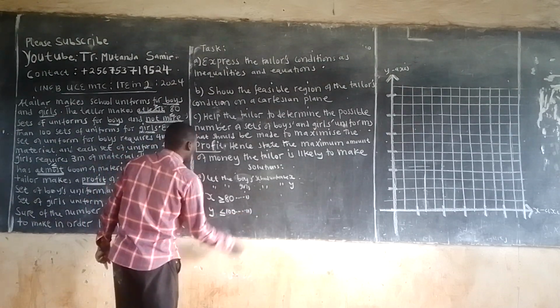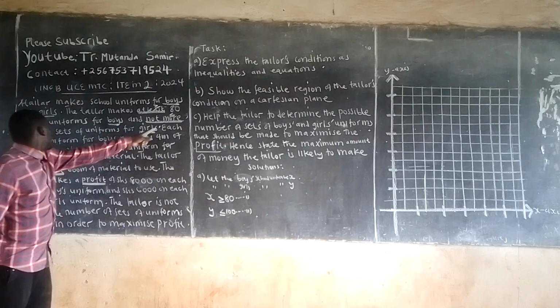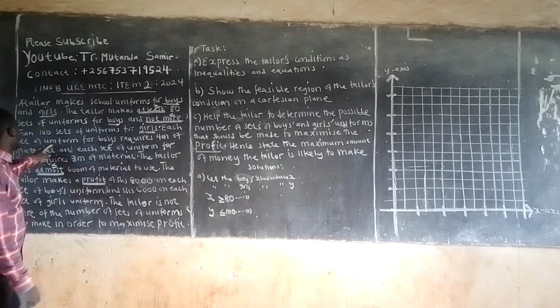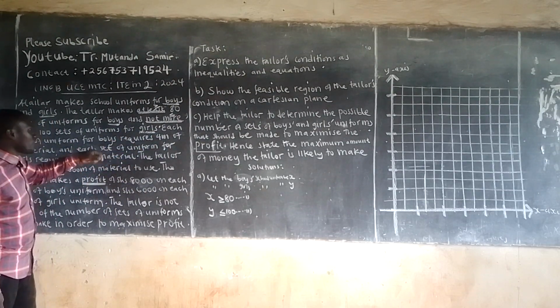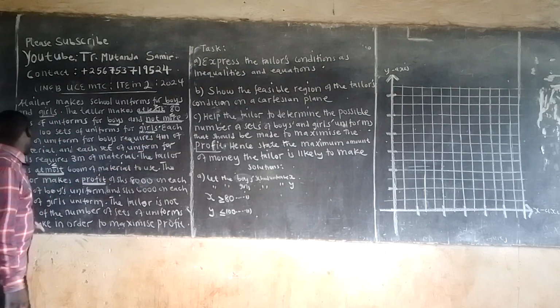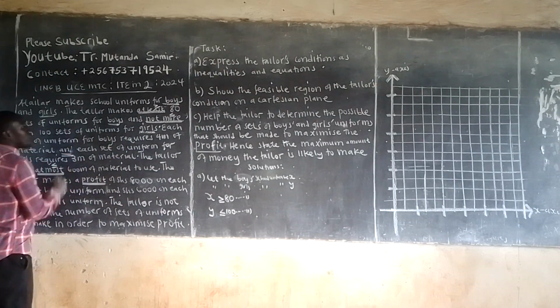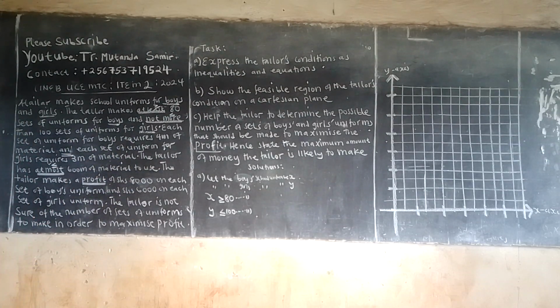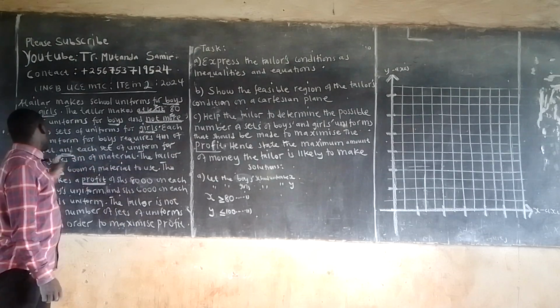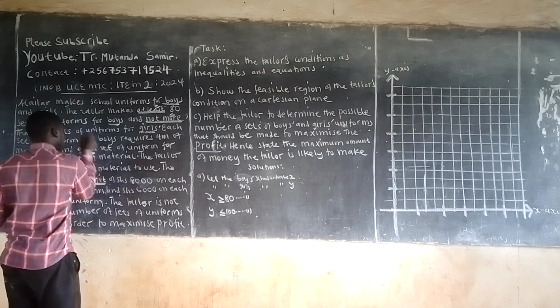That is our equation number 2. All right, good. We are proceeding. They're saying each, take note of this, each set of uniform for boys requires 4 meters of material. And take note of this word here. There's that word, and each set of uniform for girls, each, take note of this word, each.